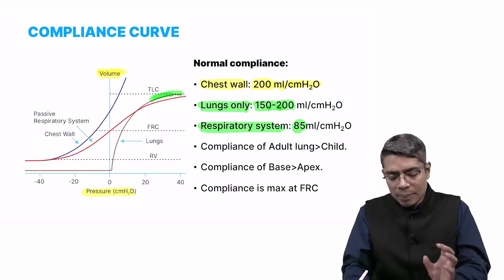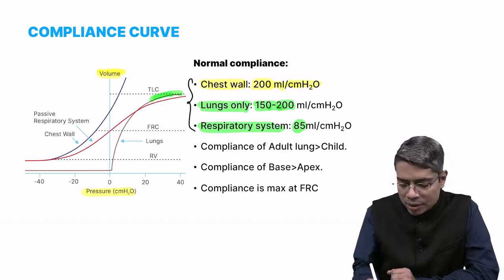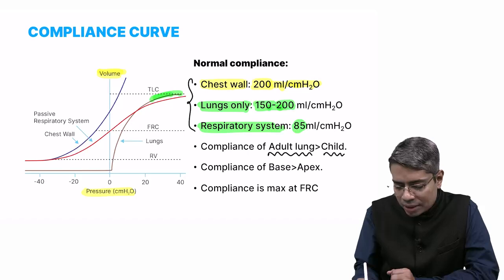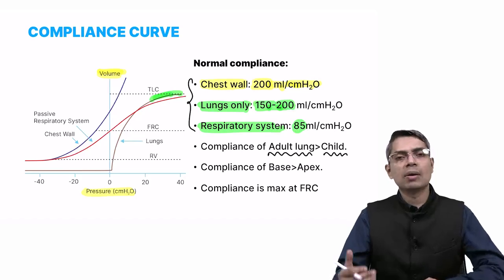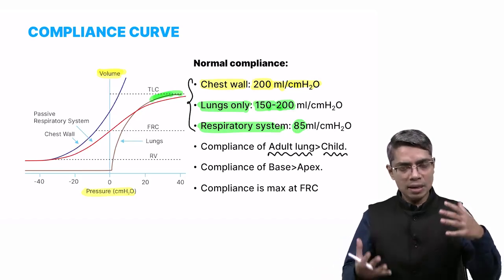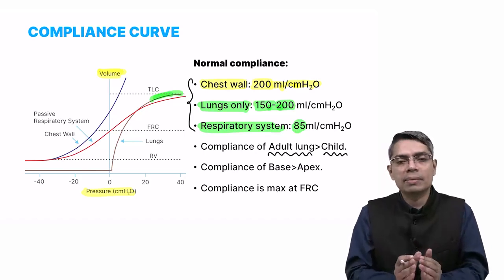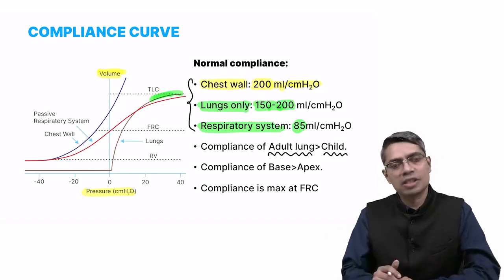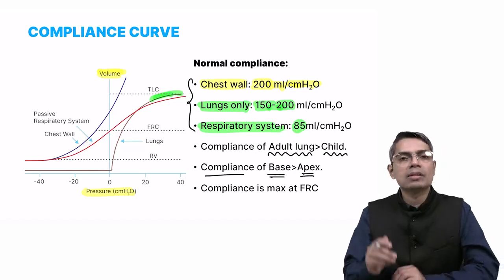Now apart from that, you have to remember another 3 points about compliance. The compliance of the adult lung is more than that of the children's lung. The more the volume of the lung, the more the size of the lung, the more the compliance will be. So adult means larger size lung and children means smaller size lung, so obviously the compliance of the adult lung is more than that of the children's lung. Then the compliance of the base is more than the compliance of the apex of the lung.